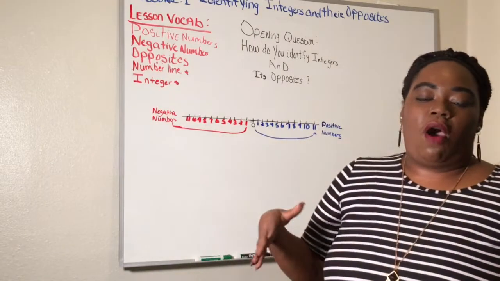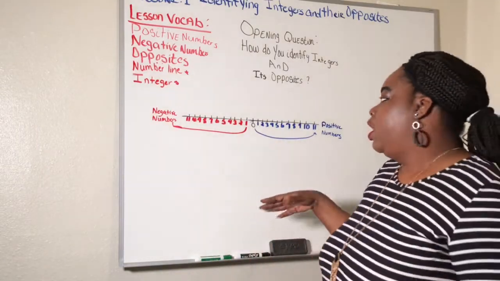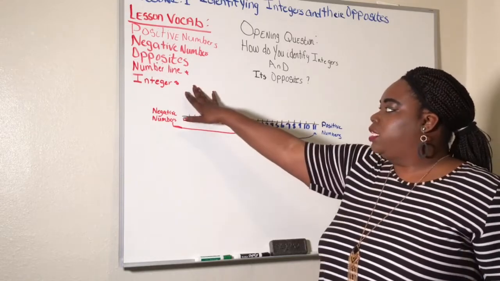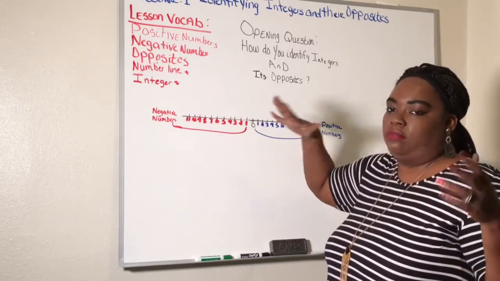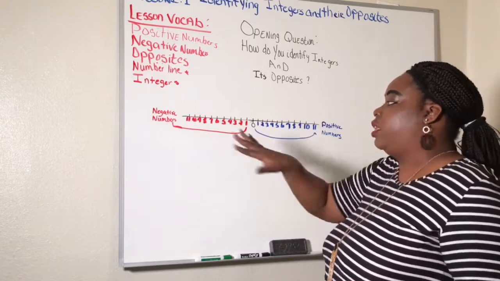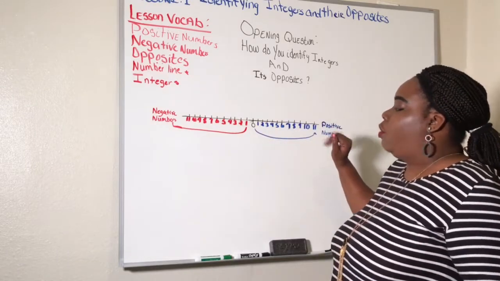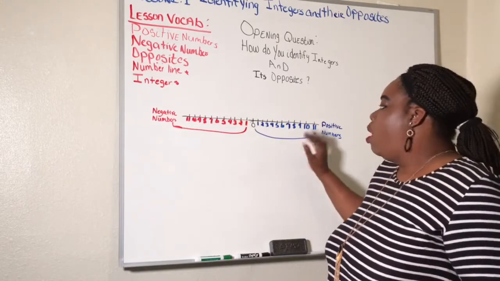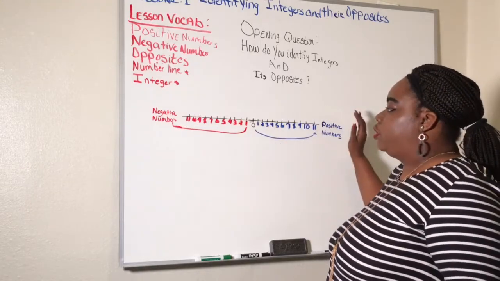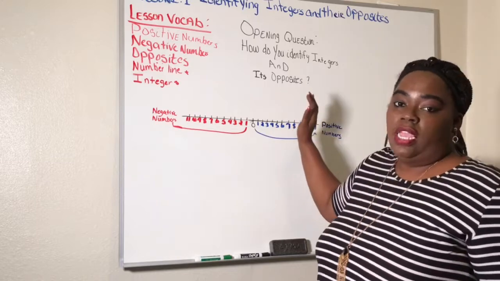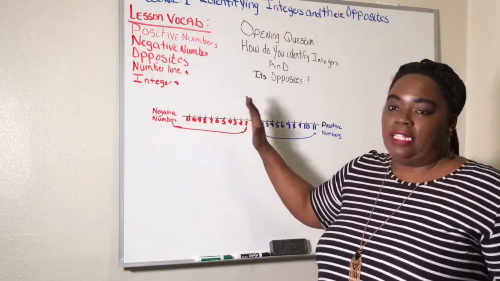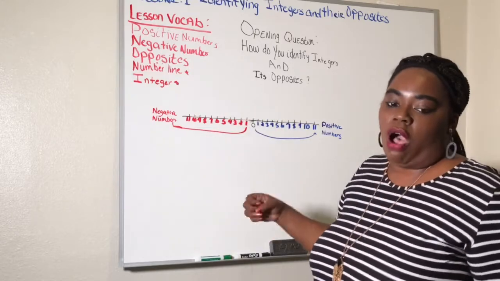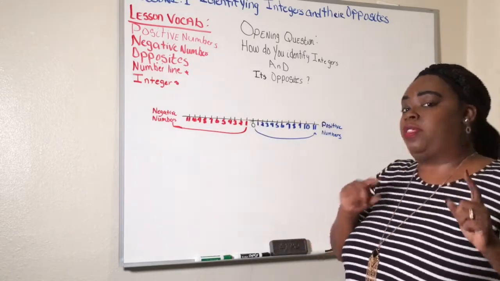Integers are the set of whole numbers and their opposites. So you see I have a number line here, which is also one of our lesson vocabulary words, and it's self-titled. It is the number line. It's just a line with numbers. And on this number line, you see I have a set of red numbers and a set of blue numbers. All of these numbers are integers, and on the other side is its opposite. So that means that they are integers too, because integers are the set of whole numbers and their opposites.